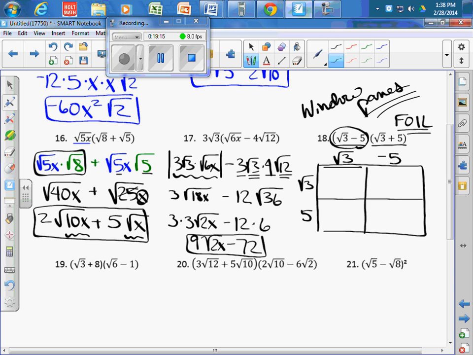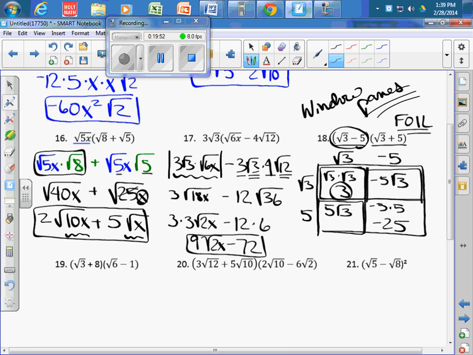Now in this first box, I multiply the 2 given numbers, radical 3 times radical 3, which is 3. In the top right box, I take negative 5 times radical 3, which is negative 5 radical 3. The lower left box is radical 3 times 5, so 5 radical 3. And in the bottom right box, negative 5 times 5 is negative 25.